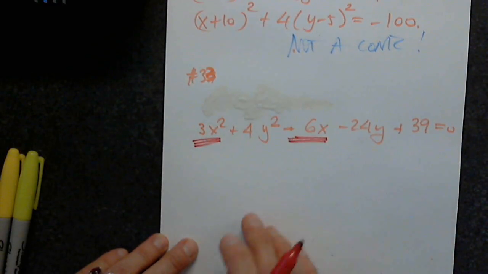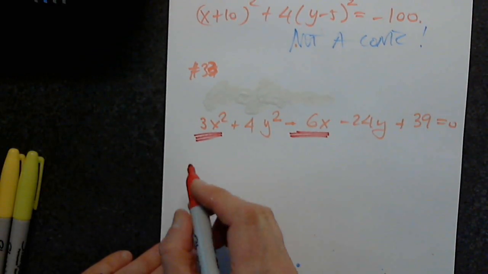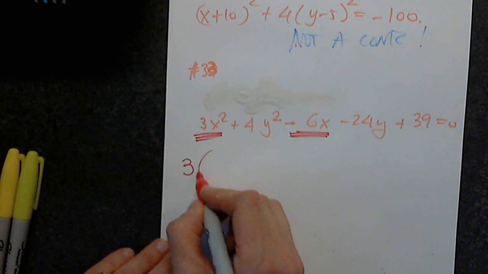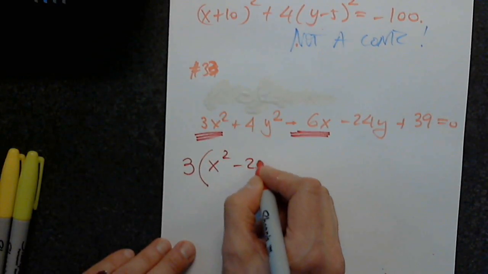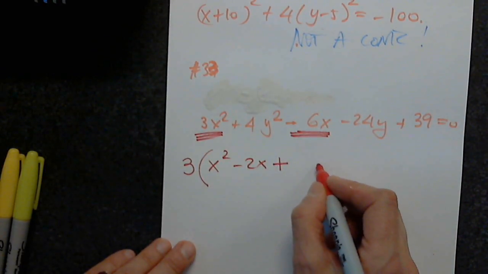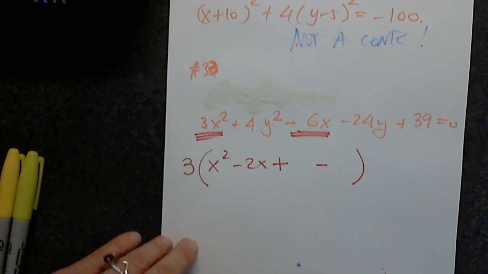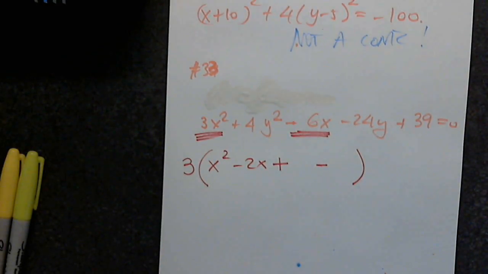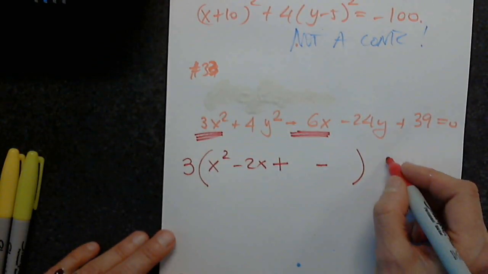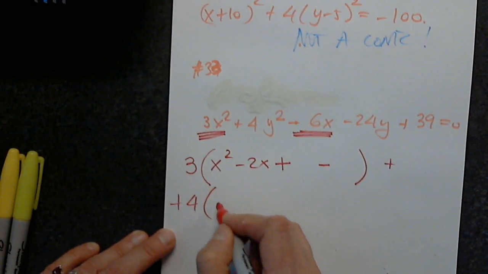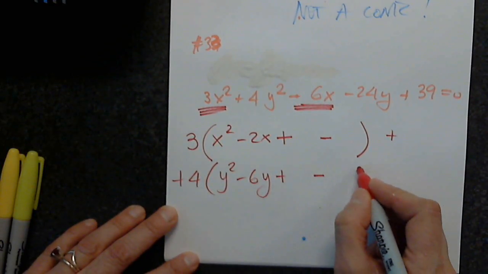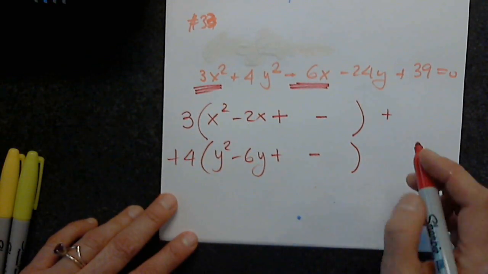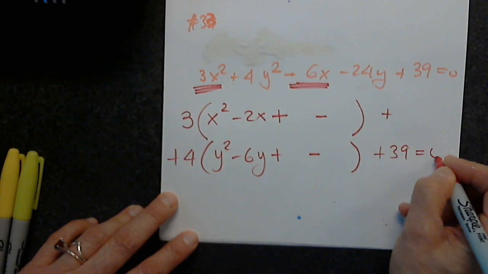What do I have to do first? Leading coefficient of 1. Yes, I cannot divide. I have to just pull it out. 3 times x squared minus 2x. Inside parentheses, I have to add and subtract. We can come back to it. And then I have positive 4, and I have y squared minus 6y, positive and negative inside. And then plus 39 equals 0.